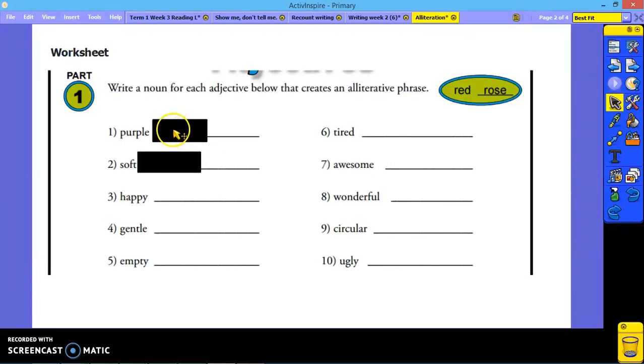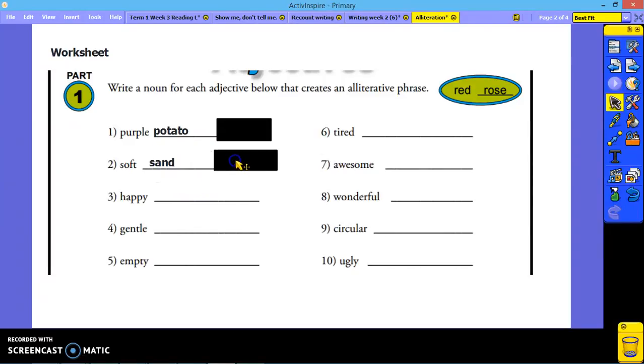So I chose to make a purple potato. Purple potato. Both possess the same sound. Okay. Now I've got part 2, the soft sand. Okay. Soft and sand both possess the same sound. See if you can come up with some more for the rest of them. Try use your own for 1 and 2 as well.